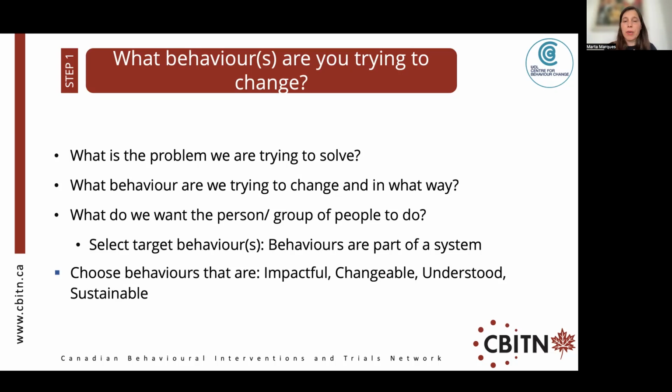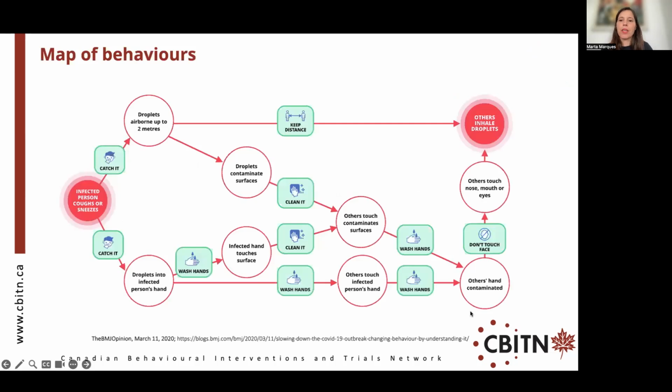And when we select the behaviors that we want to change, we really need to choose behaviors that are impactful on the problem that we identify. In this case, a healthy diet can increase the chances of being within a healthy weight. They can be changed. So we're talking about behaviors that people can actually change. They can be understood by the target population and stakeholders, and they are sustainable.